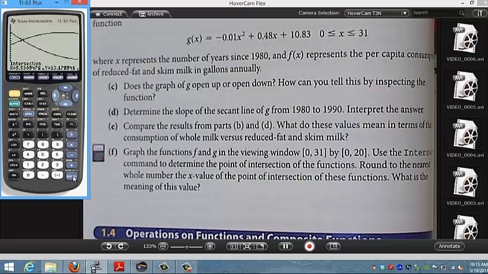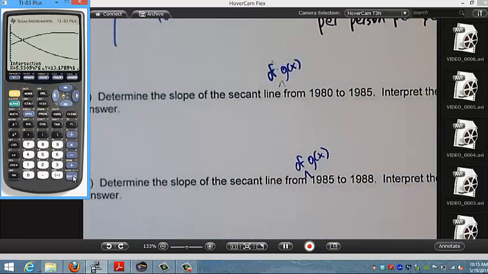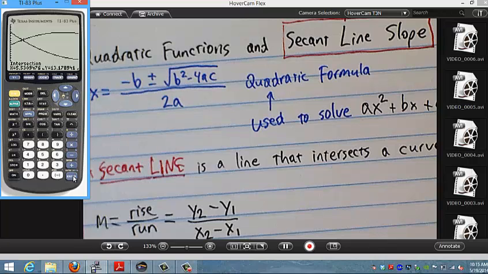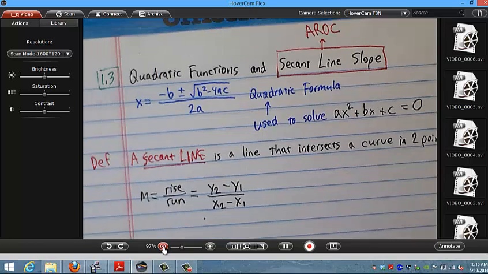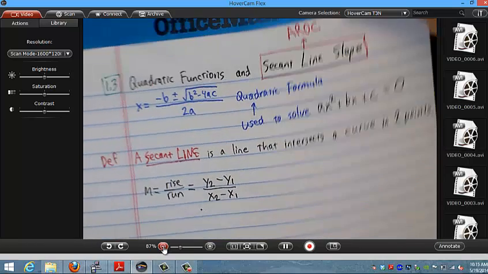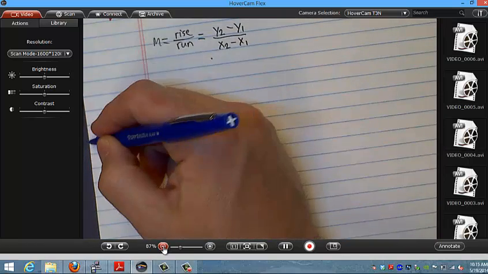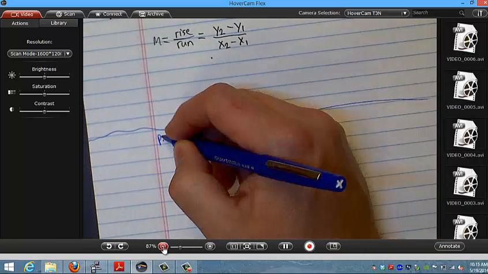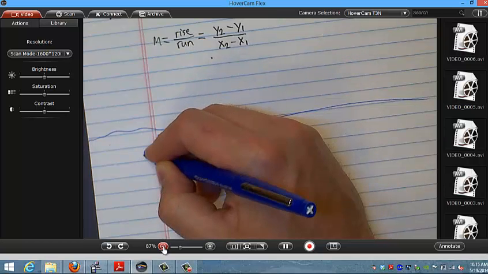Well, there it is. Intersection 5.5, 13.17. So I guess if I'm doing this part F, maybe I'll just go to my notes here and write some of this down. So let's see. This is page 48, part F, okay?